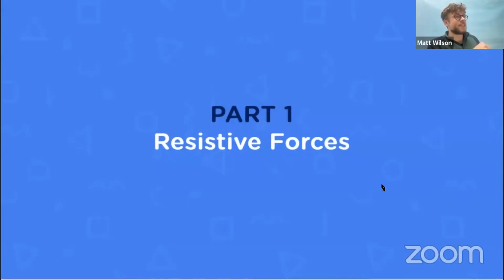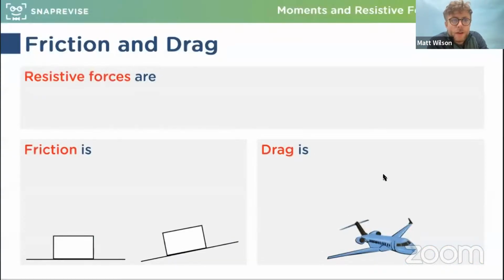Okay, so let's get started. As I said, today's split into two sections. We're going to talk about moments and resistive forces, and we'll start with the resistive stuff. Okay, so I'm going to tell you what resistive forces are. And there are going to be two kinds of resistive forces, and it's outlined here on this page already. One kind is frictional forces, and the other kind is drag forces. So let's start by defining them in general.